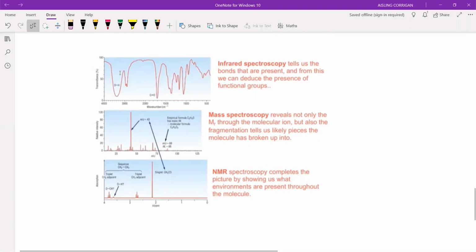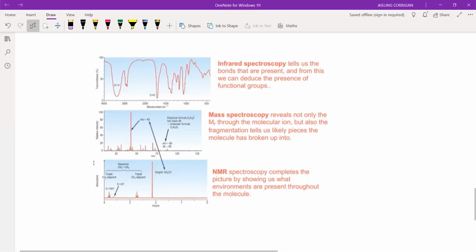So what's good about NMR? NMR can deduce the presence of functional groups and confirm them as well. Mass spec will actually give you the relative molecular mass, and it can break up the types of fragments that it can be broken up into. And then the NMR as well, it tells you the environments throughout the molecule. So it's a really good everyday use.